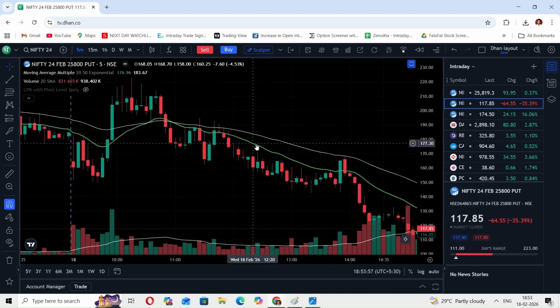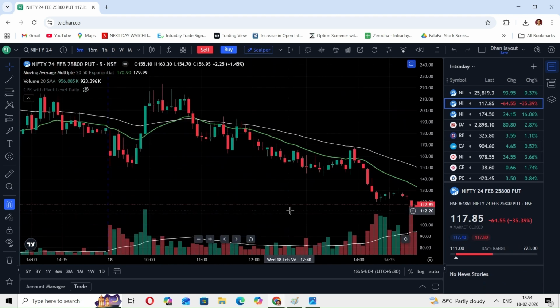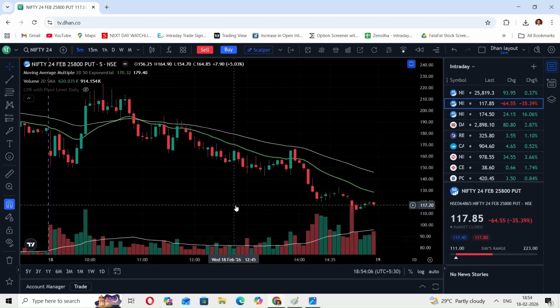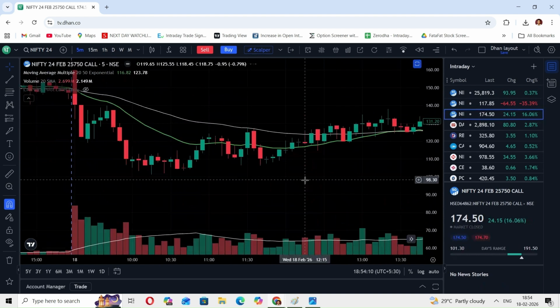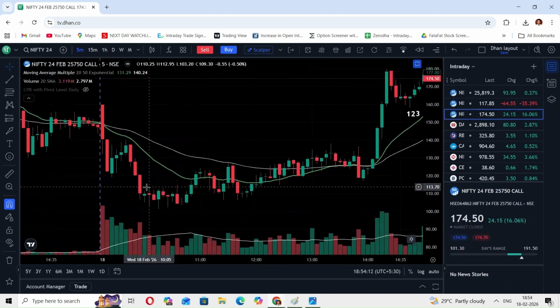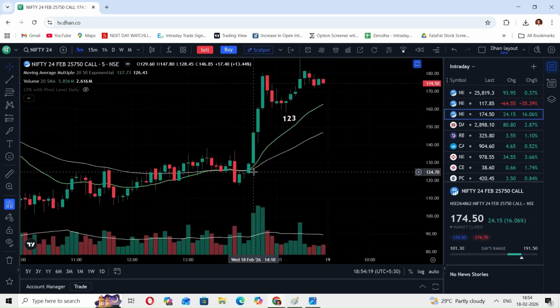And see what happened after that also. The 20 EMA was below the 50 EMA for the whole day. So our primary filter says there is no put option buying trade. Let's move to the call option trades. In case of call options also, if you see, the 20 EMA was below the 50 EMA. So here we don't need to look for the setups, correct? See here it has changed, correct?